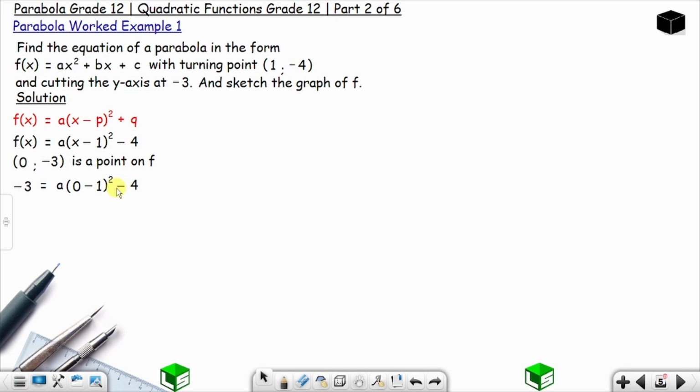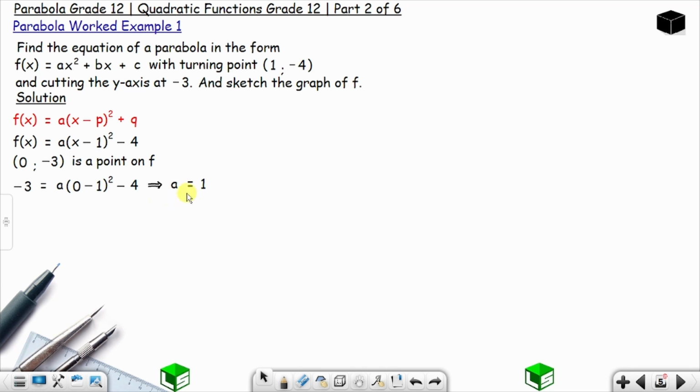So when you take this negative 4 to the left, it becomes plus 4. So it's 4 minus 3, which is 1. This is equal to a times, this is 1. 0 minus 1 is minus 1, to the power of 2, it's 1. So you have 1 times a is equal to 4 minus 3, right? 4 minus 3 is 1. So the value of a is equal to 1.